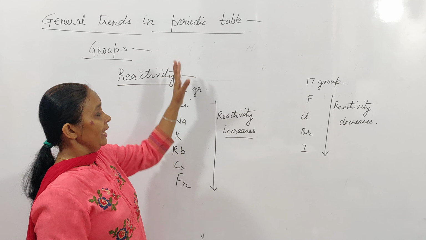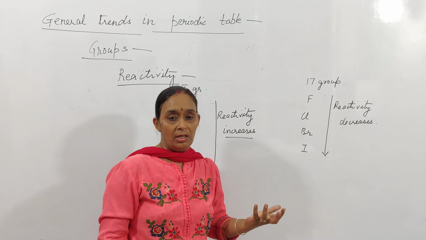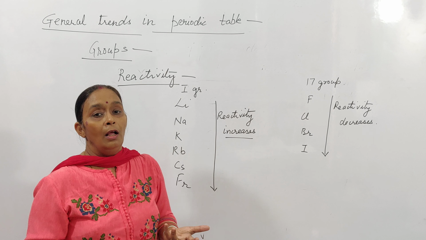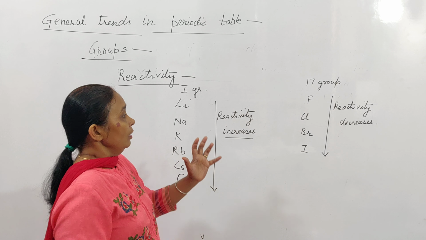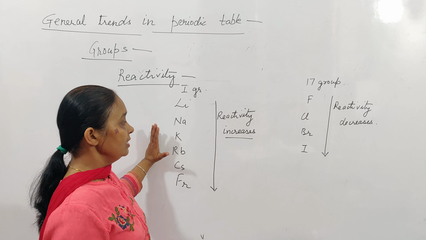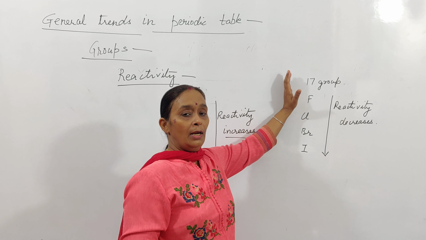The reason for the reactivity, there are various factors which are involved in the reactivity, and you will be going through all those in detail in your further classes. So here you just go through this much, learn this much, that as you move from top to bottom in first group elements, reactivity increases, and in 17th group elements, reactivity decreases.